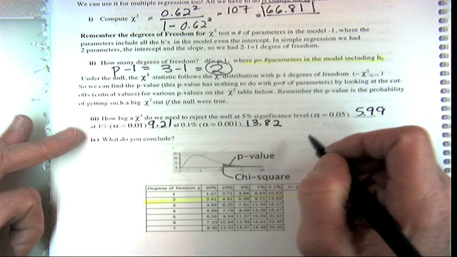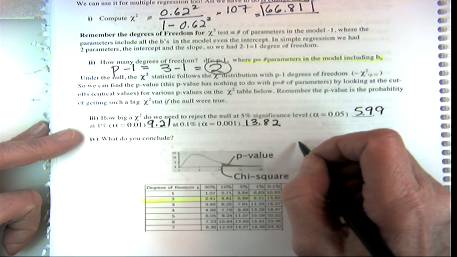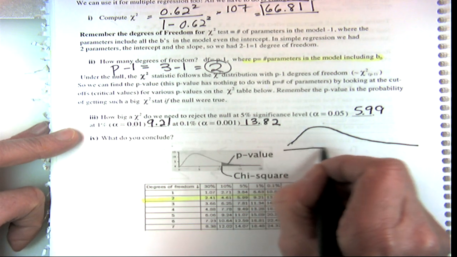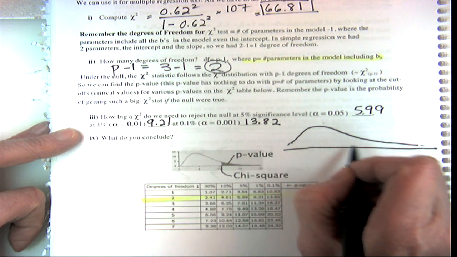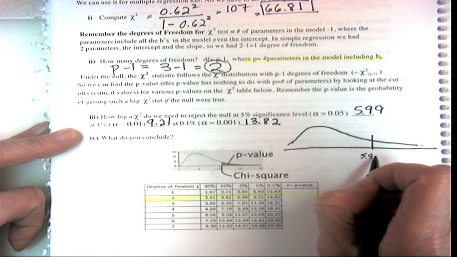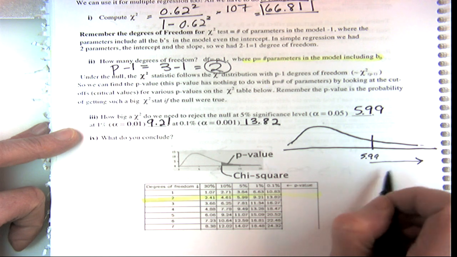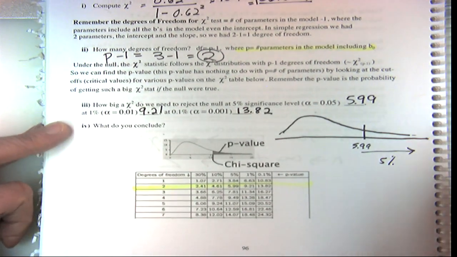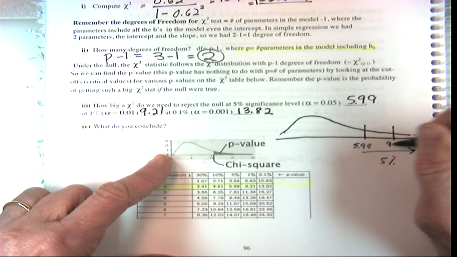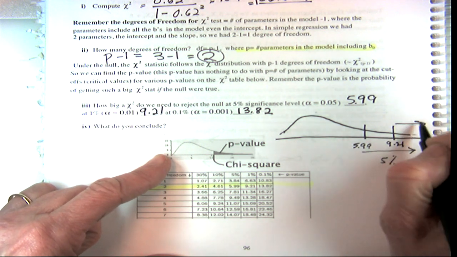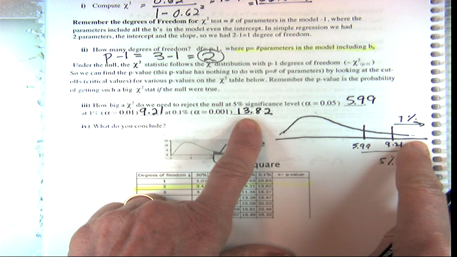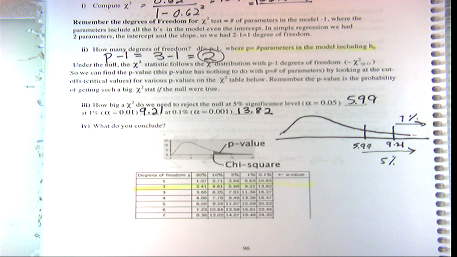So basically, if you wanted to make a curve, I'll draw another one. Let's say it looked like that. Then you'd say, all right, at 5.99, from here on in would be 5%. But then at 9.21, from here on in would be 1%. And then 13.82 would only be 0.1%. Do you understand? Yes.